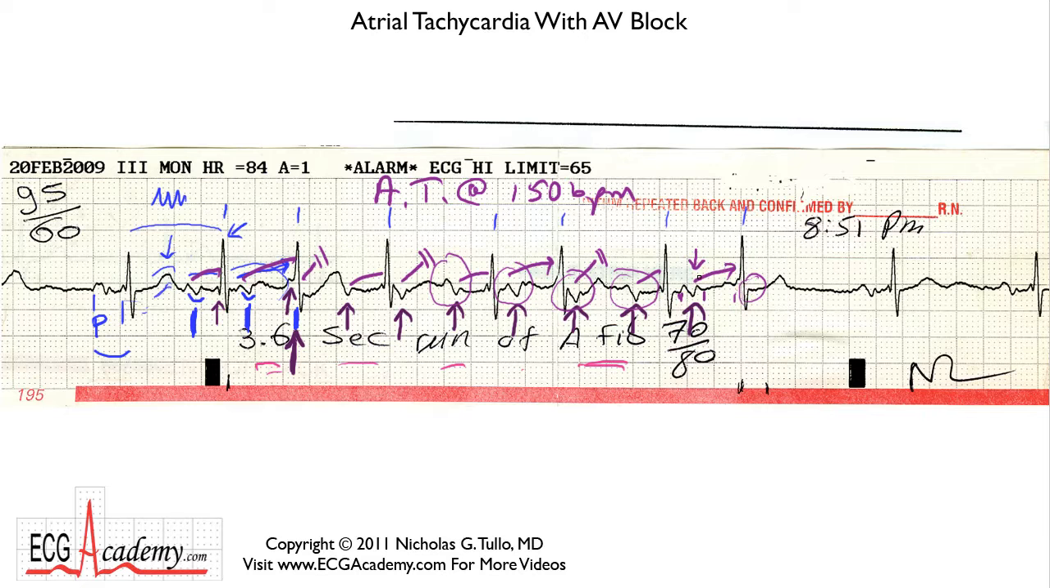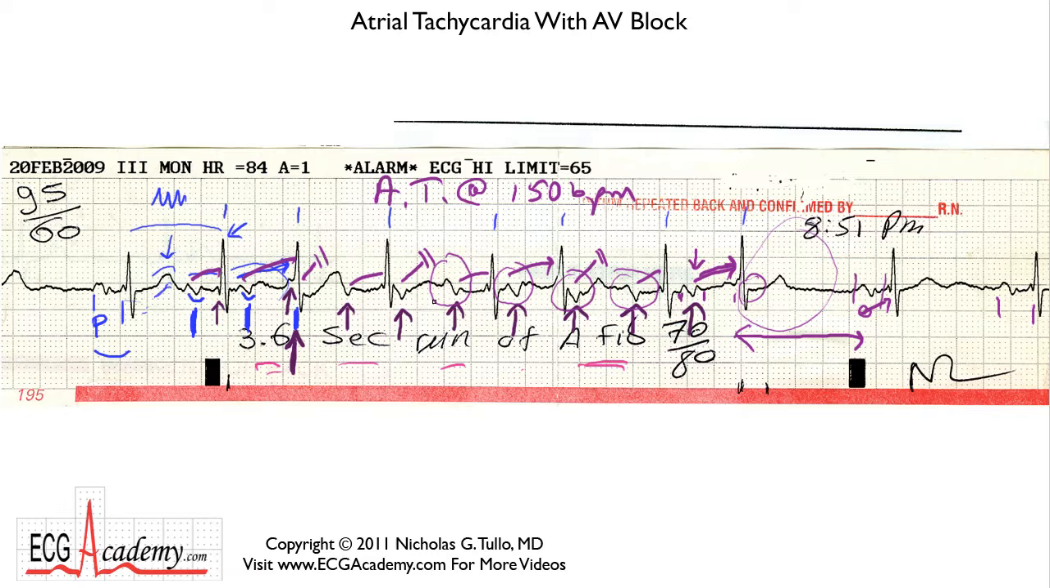This is the last P wave that conducts, and then the tachycardia stops. And you have no QRS after that. What you have is a compensatory pause until the next sinus beat kicks in and conducts at the baseline PR interval of about 220 milliseconds or so. And then you're back in sinus rhythm.